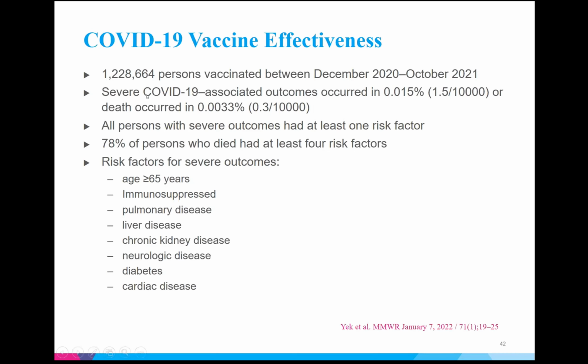And hopefully, if you still have friends and relatives who are not vaccinated, if you are fully vaccinated, and this included Johnson & Johnson, just 1 dose, severe COVID-associated outcome was only 0.015%. 1.5 out of 10,000 people had severe COVID, meaning they either had to be intubated or had to have high flow nasal cannula, and death occurred at 0.3 per 10,000, right?